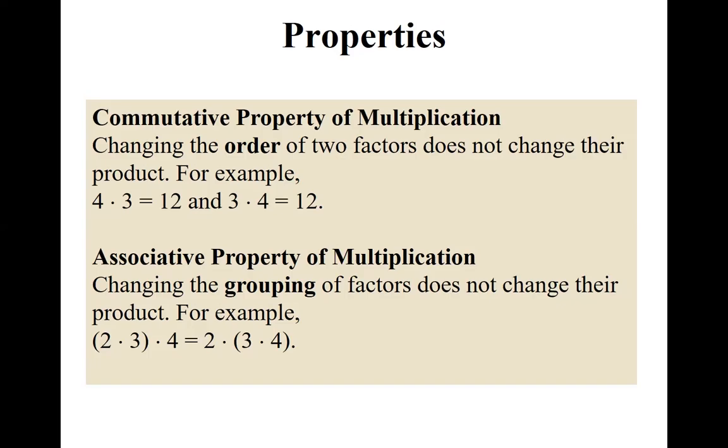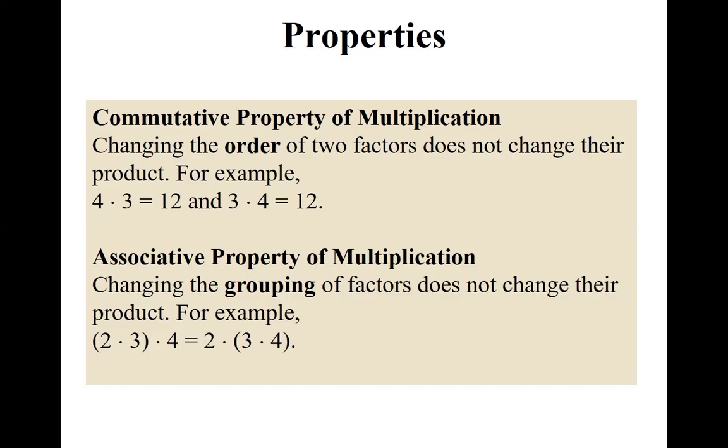For an associative property, we're changing the grouping. 2 times 3 times 4, it doesn't matter if we multiply the 2 times 3 first, or if we multiply the 3 times 4 first. When we multiply by the third number, we're going to get 24 either way.